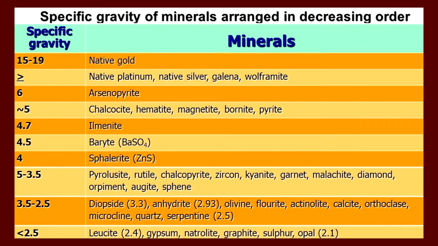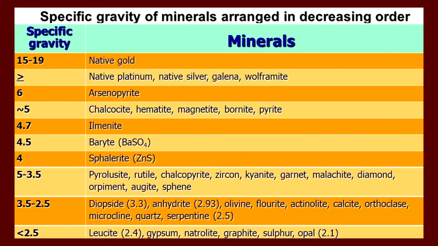Approximately 5 specific gravity minerals are chalcocite, hematite, magnetite, bornite and pyrite. 4.5 specific gravity mineral is barite. Barite is a barium sulphate. It is sulphate of barium which is heavy. 4.5 is a heavy, high specific gravity mineral. Even 4 is also high specific gravity, shown by a mineral called sphalerite. Sphalerite is a zinc sulphide or zinc blende which shows 4 specific gravity.